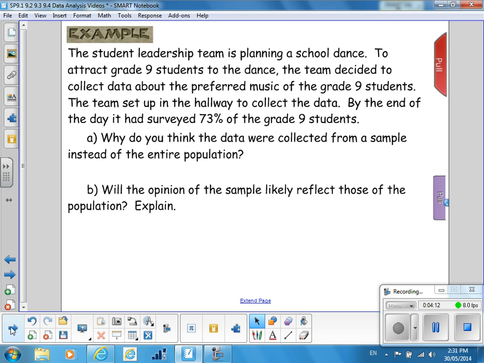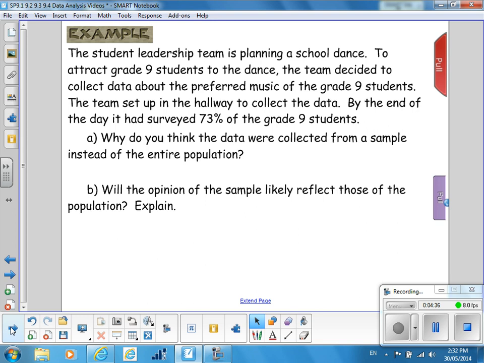The student leadership team is planning a school dance. To attract grade 9 students to the dance, the team decides to collect data about the preferred music of the grade 9 students. The team set up in the hallway to collect the data. By the end of the day, it had surveyed 73% of the grade 9 students. Why do you think the data were collected from a sample instead of the entire population?